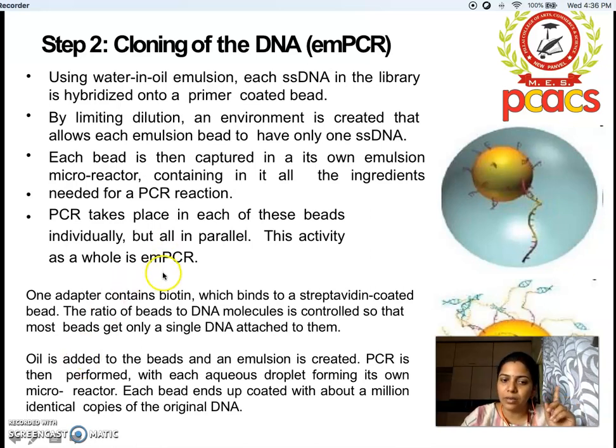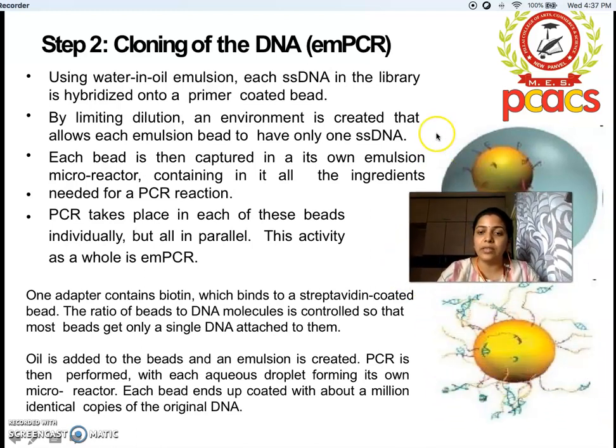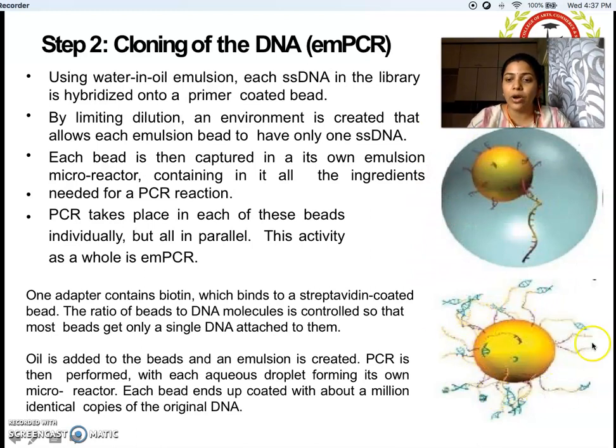So one adapter contains the biotin, which will help in binding to the streptavidin coated bead, and the ratio of bead to DNA is controlled so that only a single DNA gets added to your bead. Oil is added to the beads and an emulsion is created, and PCR is performed with each aqueous droplet forming its own micro reactor, as I have already explained. And each bead then gets coated. When the amplification starts, each bead will get coated with millions of identical copies of this original DNA which was bound to the bead. So it will remain on that bead itself.